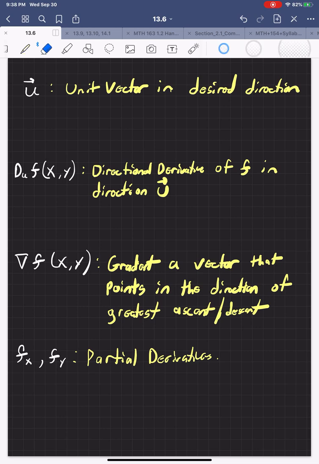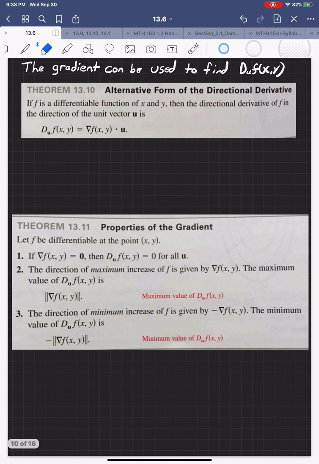Okay, so hopefully that summarizes all of the various notations that we've been using. A little bit more information about the gradient.